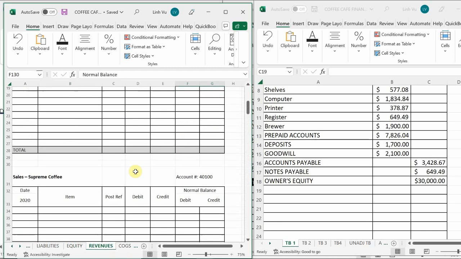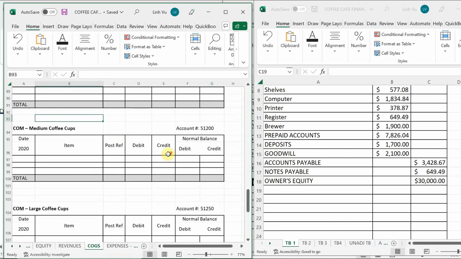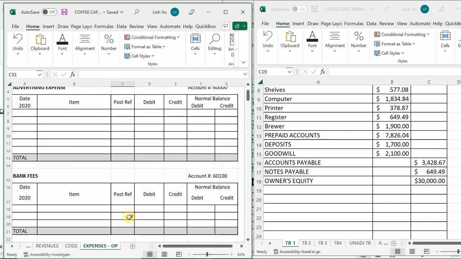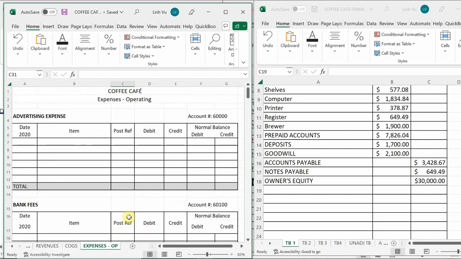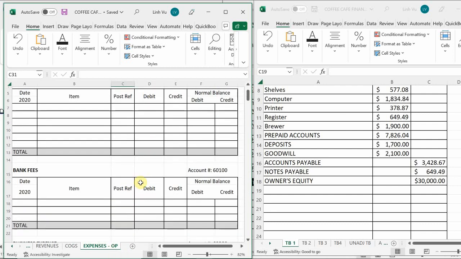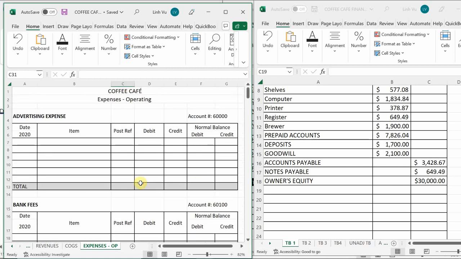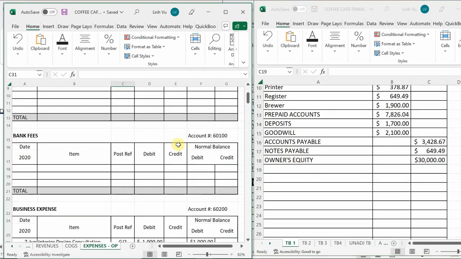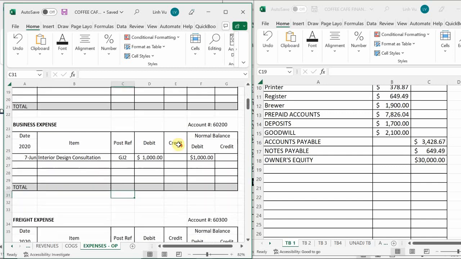Revenues. We haven't even opened our store yet, so we absolutely do not have any revenues. Cost of goods sold. We haven't purchased inventory yet, so there's no purpose for us to use cost of goods sold yet. So now the last category we have is my expenses. So let's take a look. Advertising expense. Nothing there yet. Bank fees. Nothing there yet.